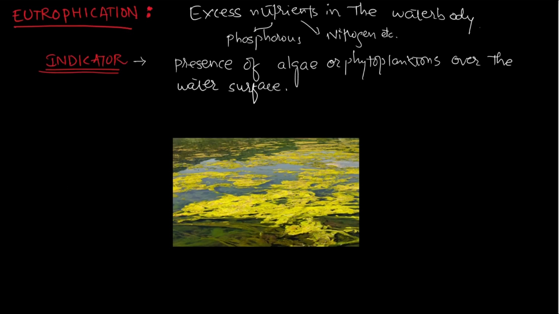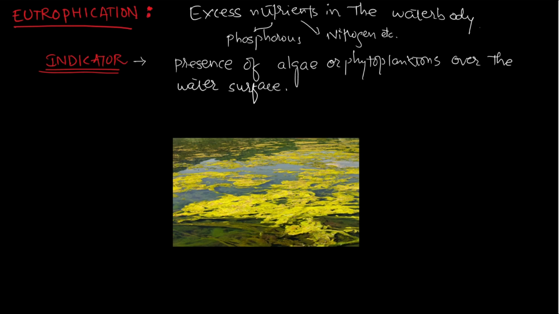Now what is eutrophication? The basic thing is, when excess nutrients are found in the water body. What are the excess nutrients? Those are phosphorus, nitrogen, and different other nutrients which are not usually present in the water body. The presence of excess nutrients in the water body is said to be eutrophication.